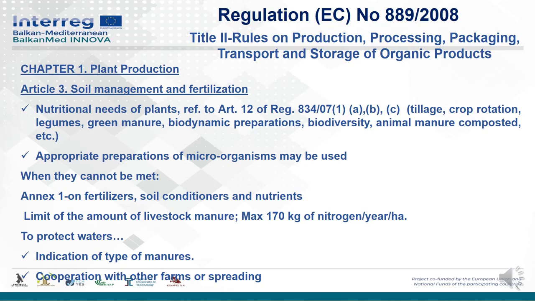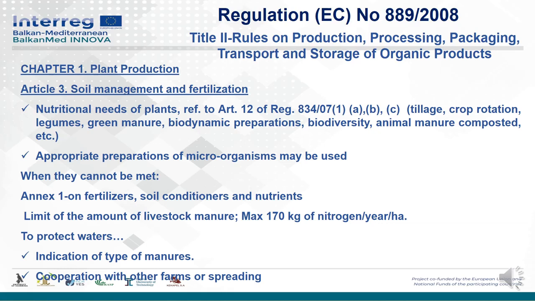And according again to this article, appropriate preparation of microorganisms may be used. In the case when the needs of the plants are not met, farmers can use fertilizers, soil conditioners, and nutrients referred to in Annex 1. There is a limit of the amount of livestock manure, but not only livestock, I mean poultry, farmyards, and all of these they can use in the farm.